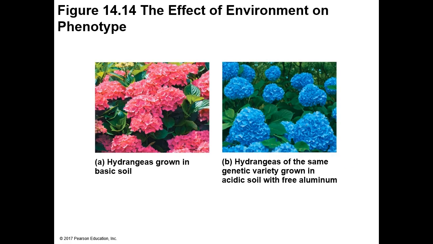This is an example of a multifactorial trait. The hydrangea plant, depending on the pH of the soil that it's grown in, will have a different flower color. Hydrangeas that are grown in basic soil will have a red color, while hydrangeas that are grown in acidic soil will have a blue color. So the environment is affecting the phenotype.